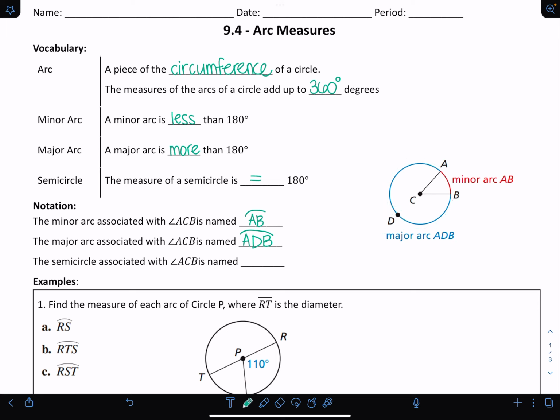Then finally, the semicircle associated with angle ACB. So talking about this angle here, the semicircle is 180 degrees. So that's the part that's going from here to here. And so we're going to call that AD and put the little curve on there. And then we're just talking about half the circle. The main fact you need to remember is this 360 degrees. We're going to use that to set up a lot of our problems.